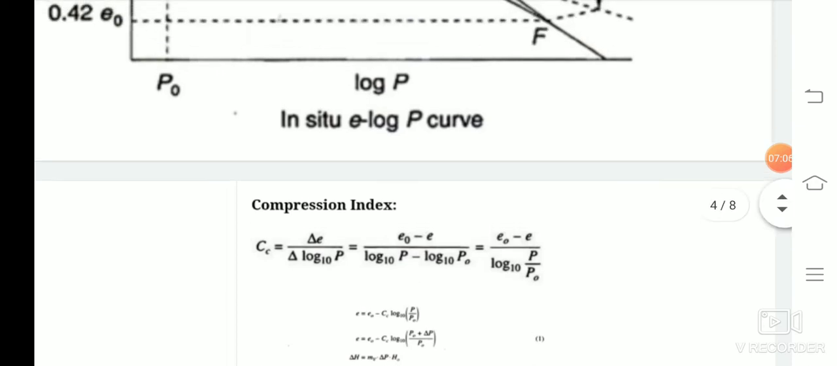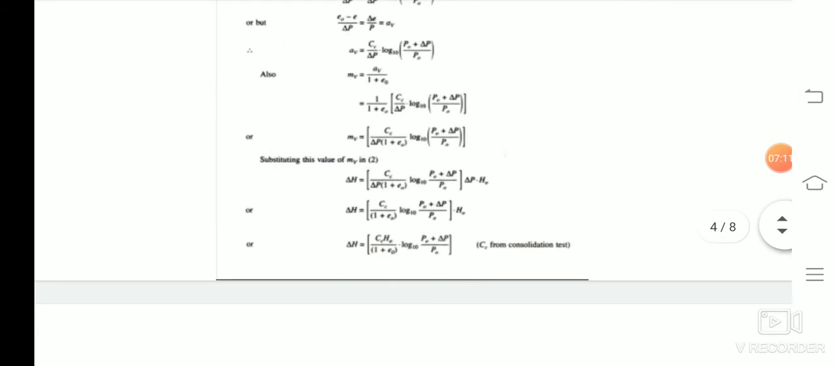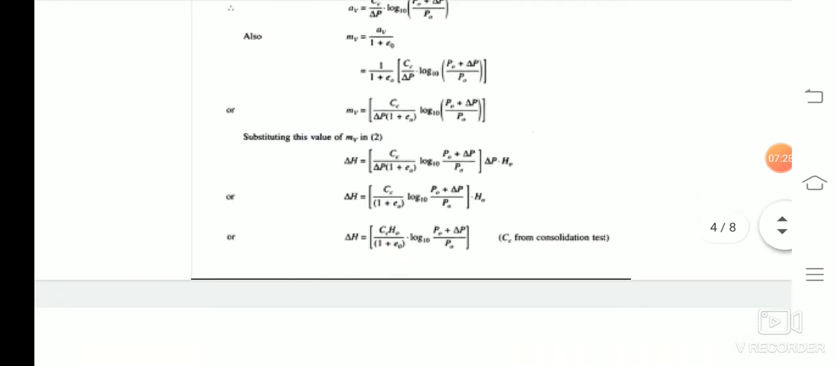So here we get the value of the compression index, Cc, which is used for finding out the consolidation settlement. The settlement can also be obtained from this formula, that is delta H equals mv into delta P into H naught. What is mv? We are going to study that in the next section.